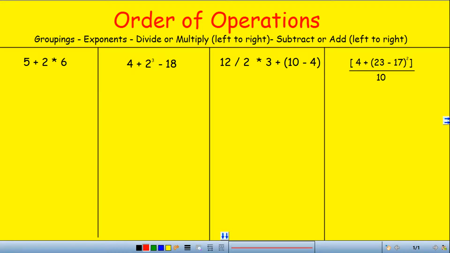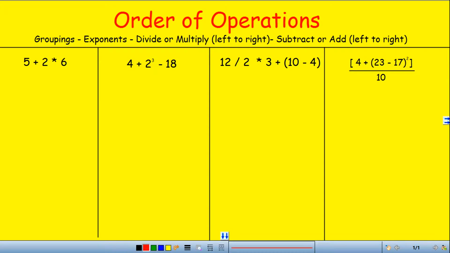Today's lesson is on order of operations. Let's go ahead and get started. Our first problem is 5 plus 2 times 6. The order of operations gives us a strategy so that we can get a consistent answer without going in different orders.